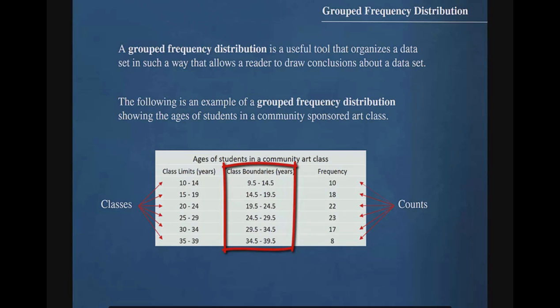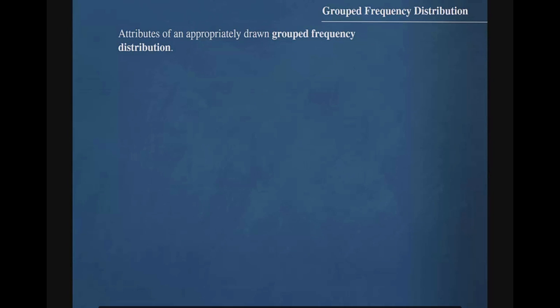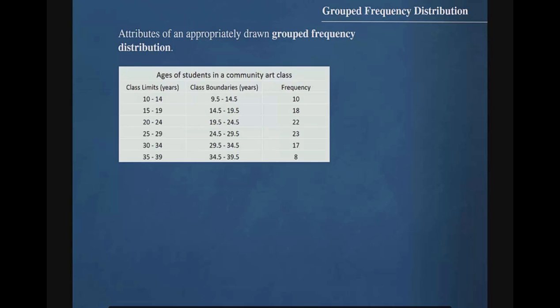The numbers in the middle column are called the class boundaries. These numbers are used to separate the classes so that there are no gaps in the frequency distribution. It is important that a grouped frequency distribution follows certain guidelines in order to be of optimal use. Let's examine the grouped frequency distribution for the ages of students in the art class and see if all of the guidelines are satisfied.